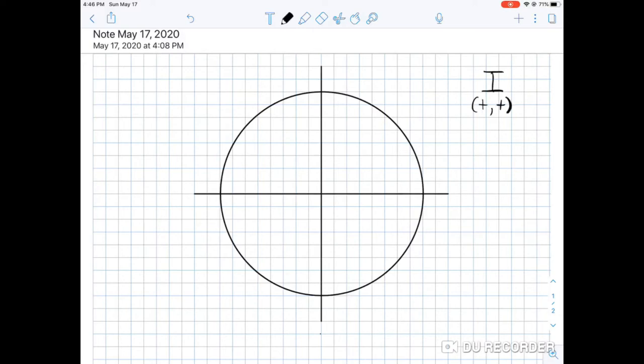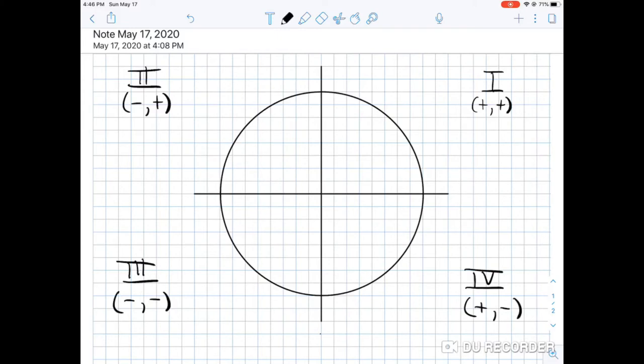We already know with quadrant one, we have positive, positive, correct? Quadrant 2, we have negative, positive. So that's a negative x, positive y. Quadrant 3, we have negative, negative, which means negative x, negative y. And for quadrant 4, we have positive x, but negative y. Okay? So take a look at these, because these actually matter.